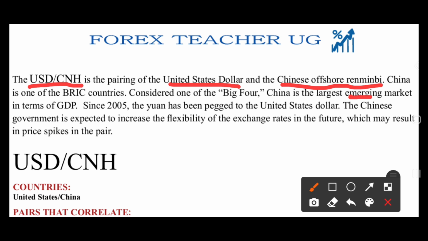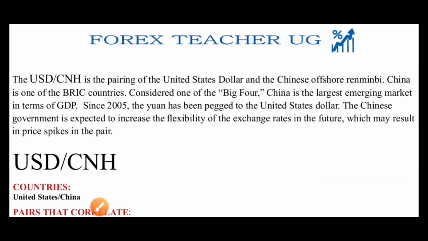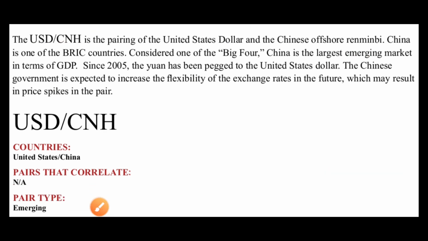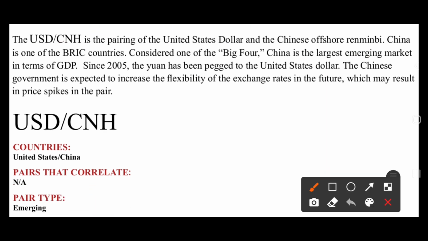So the Chinese government is expected to increase the flexibility of the exchange rates in the future, which may result in a price spike. So we can see the currency of the countries China and the United States. We're not sure what it correlates with in the coming future, and as we keep on learning the markets, because markets keep improving and growing, its type is emerging.